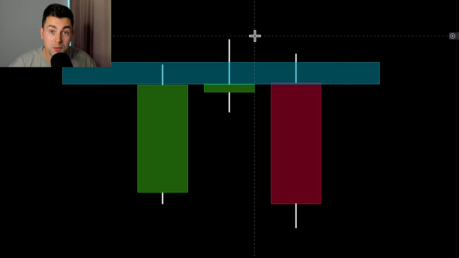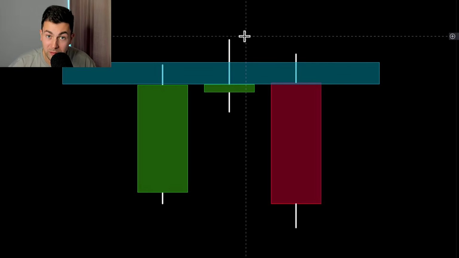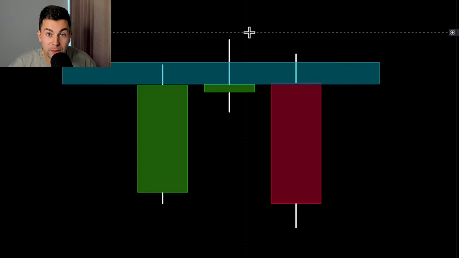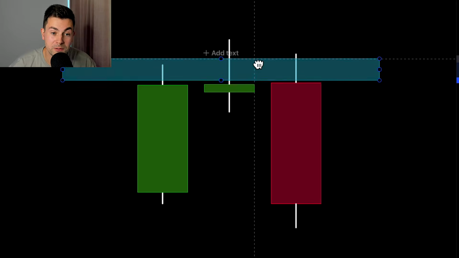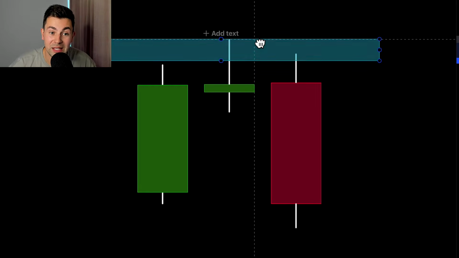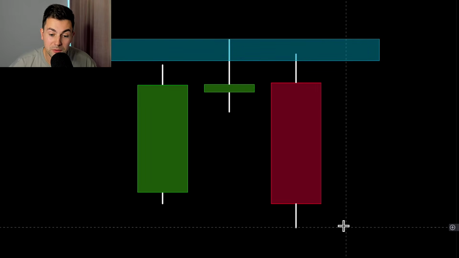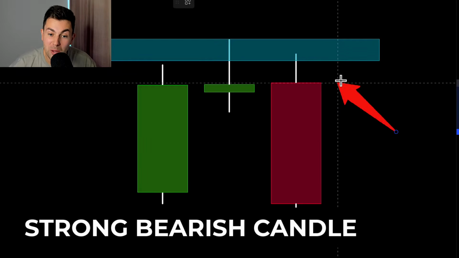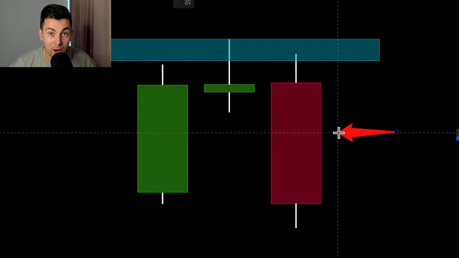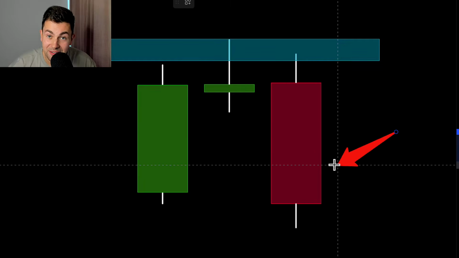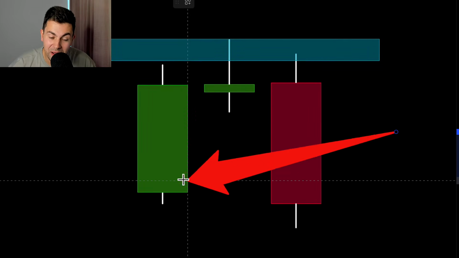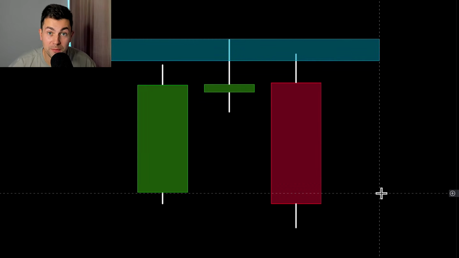Also remember that the positioning of a supply zone can be different. The upper wick can go beyond the liquidity zone, confirming a liquidity grab or a trap, or the upper wick can just stay within a liquidity zone. The third candle should be a strong bearish candlestick with a big body. The body of this candlestick should engulf the entire range of the first bullish candle.